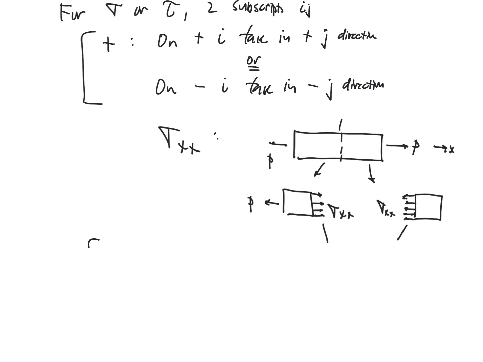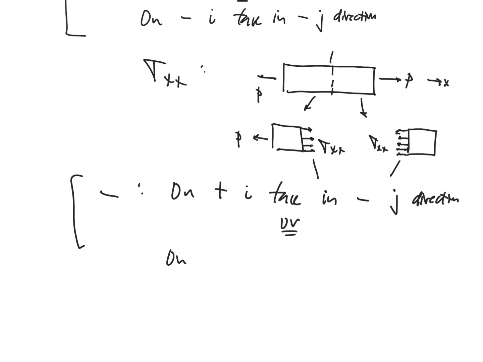All right, the stresses are going to be considered negative if it is on the plus i face in the minus j direction, or it gets flipped: it's on the minus i face in the plus j direction. So that's going to be our sign convention now, and it's the one that's going to help us determine what the signs of tau are going to be.